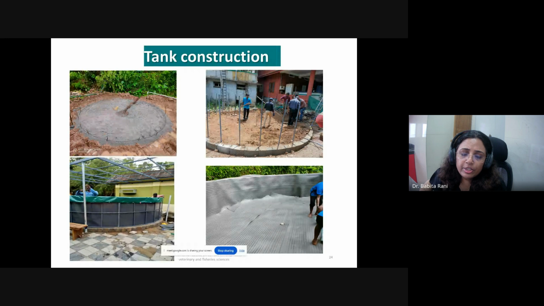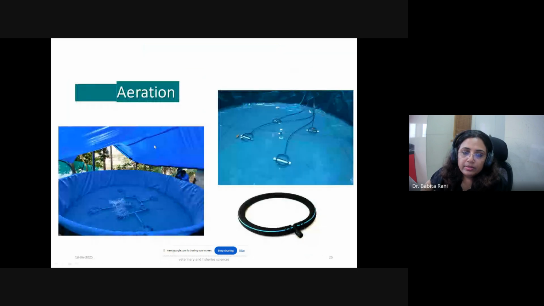HDPE sheet is also available. Nylon should have a minimum of 550 to 600 GSM, grams per square meter. That is the capacity. We have to tie it properly. In many places there is high sunlight, so we have to cover it against the sunlight, and the rainwater should not enter the system, because it is a chemically managed system, so we cannot change the qualities of the water.